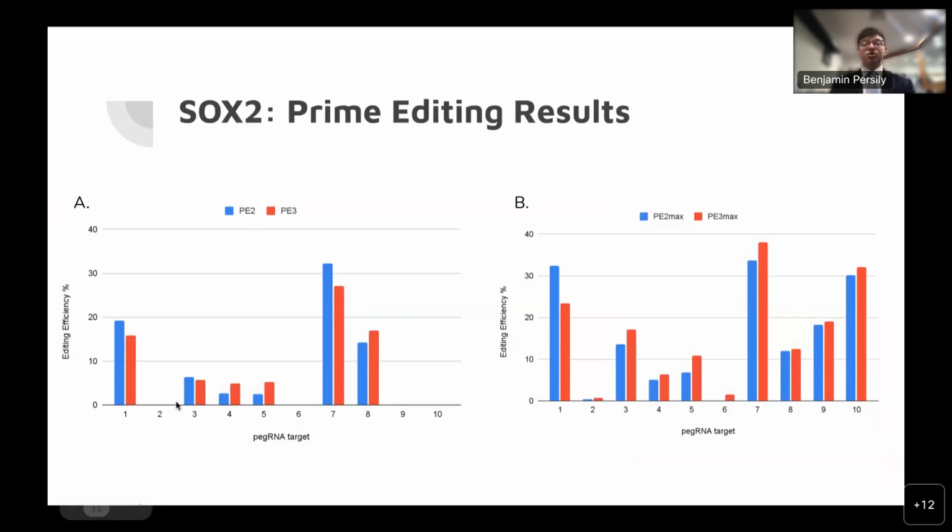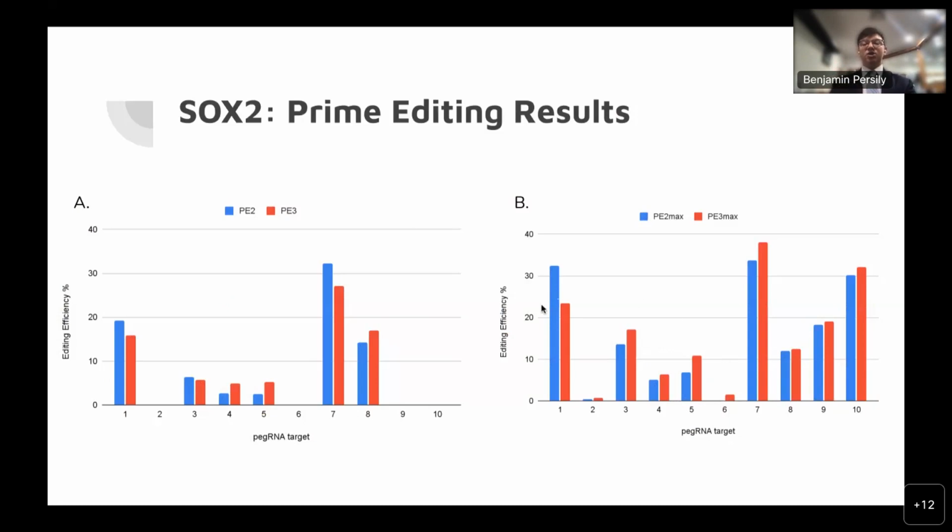The reason that targets 2, 6, 9, and 10 were not tested in this experiment is because prior to my arrival in the lab, the pegRNAs were cloned at too low of a concentration for the prime editing. So I took it upon myself to reclone them for the following experiment. For these data, I used the PE2 and PE3 MAX systems, which, as I mentioned, the MAX system uses a modified version of the prime editor shown to improve efficiency.